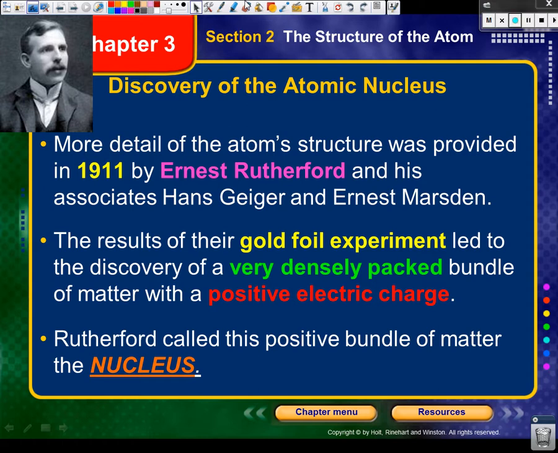Okay? Two of his buddies that helped him out were Hans Geiger and Ernest Marsden. Has anybody ever heard of Geiger before? What's it used for? What did he do? He invented the Geiger counter that counts radiation. Have you ever heard maybe, possibly? Okay. He is kind of famous for that.